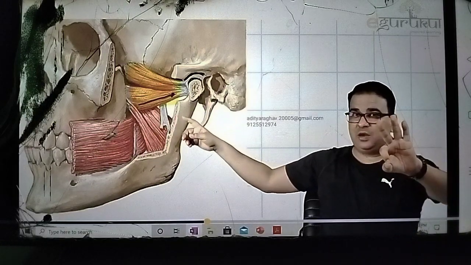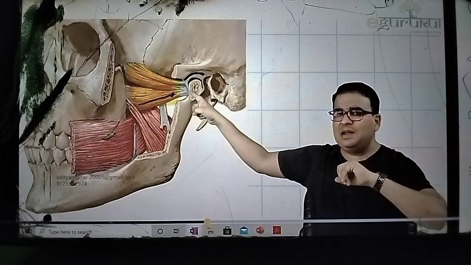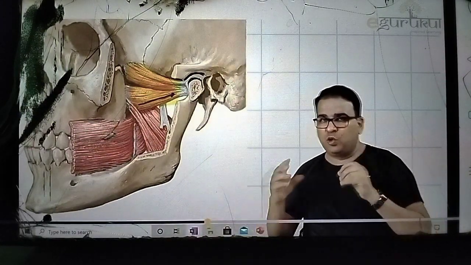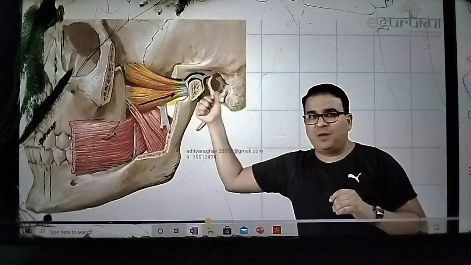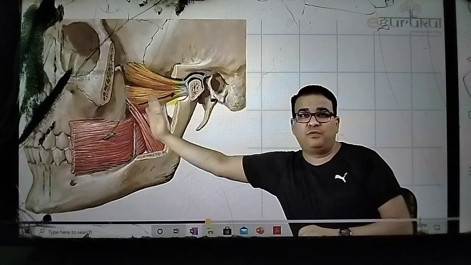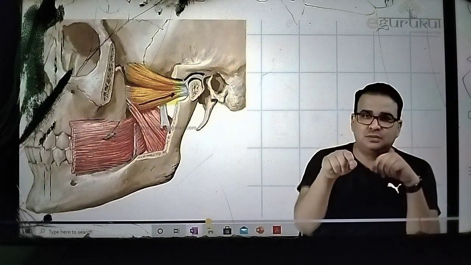So, three actions of the lateral pterygoid based on the three directions. Because it is running slightly upward, one, it is depressing the mandible, or opening of mouth. Two, it is running backward. So when this contracts, it will take the mandible forward. So it is the main muscle for protraction.